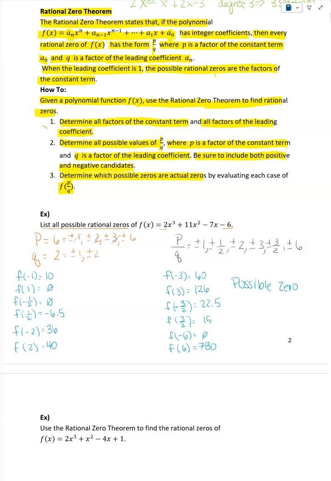So my possible zeros are 1, negative 1/2, and negative 6. It's kind of not in the right order, is it? But anyway, they're all over the place. But there's my possible zeros. Okay? Right on.